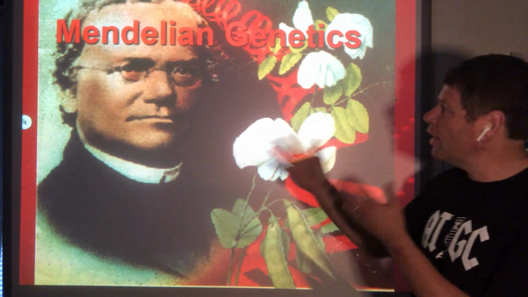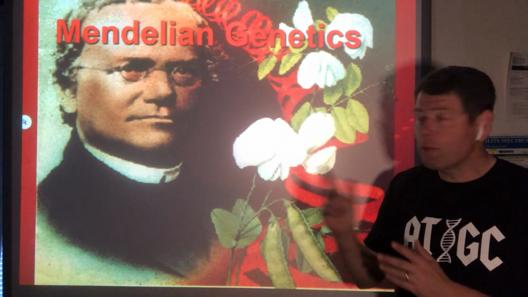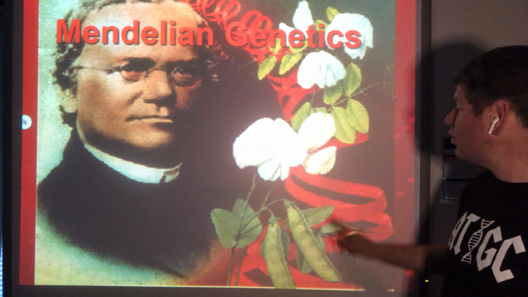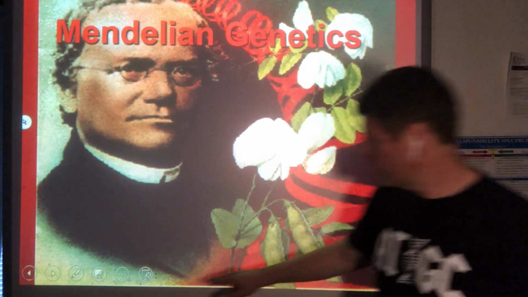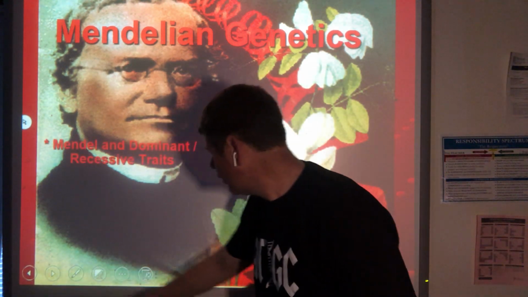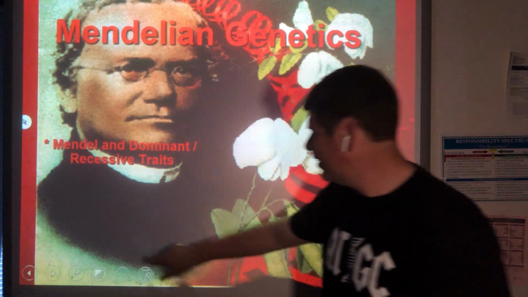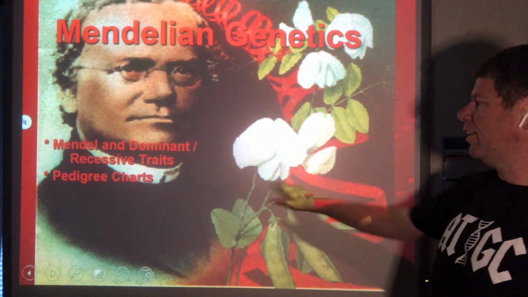All right, so here we have a lovely picture of Gregor Mendel. We'll talk about him in a minute. He's the father of genetics, and he loved peas, just like I do. All right, let's figure out how we're gonna change the slides here. All right, great, here we go.